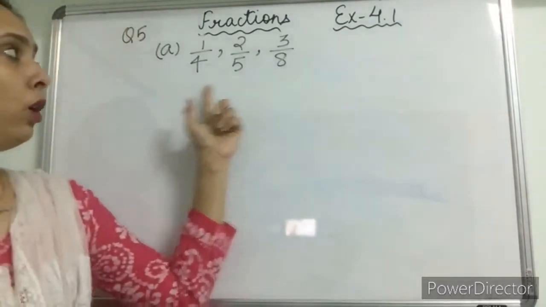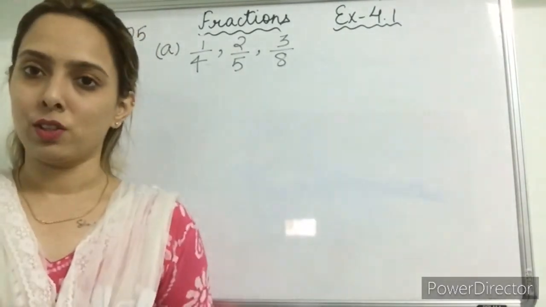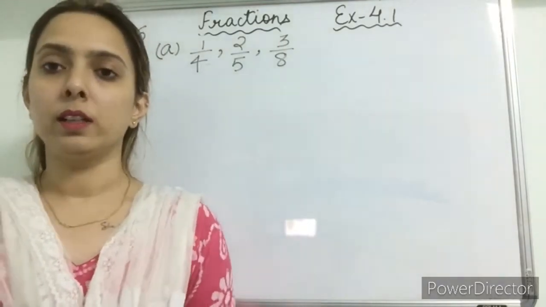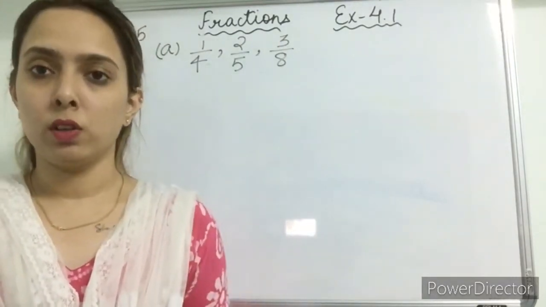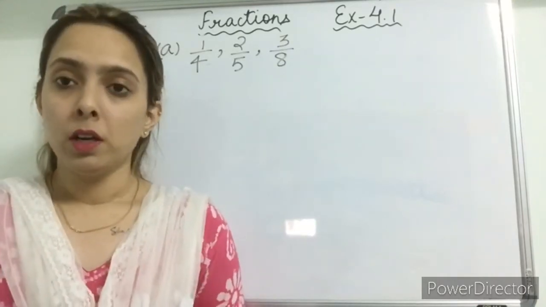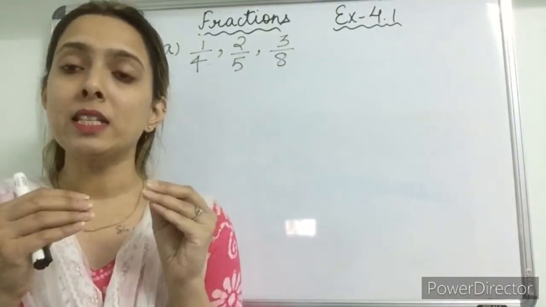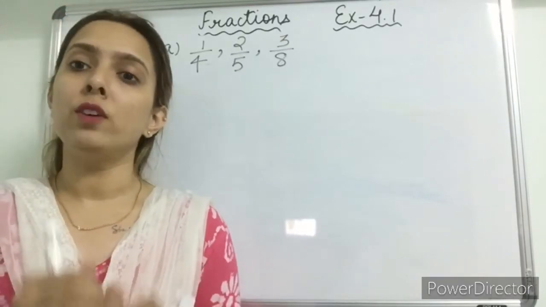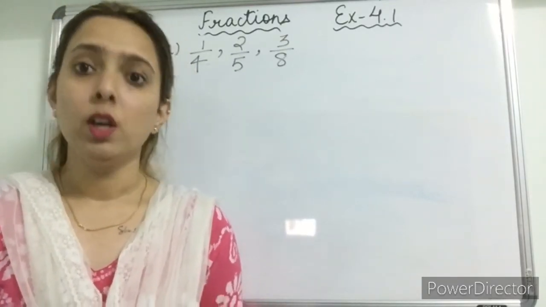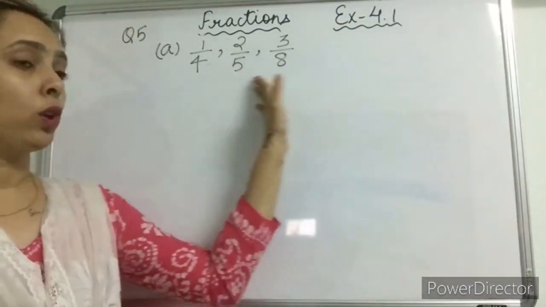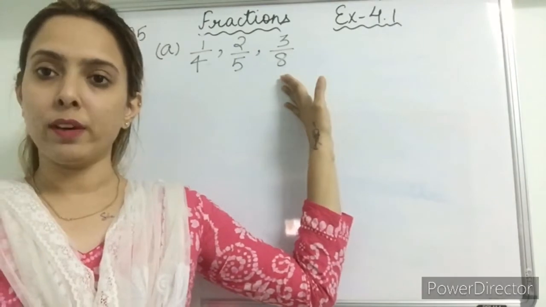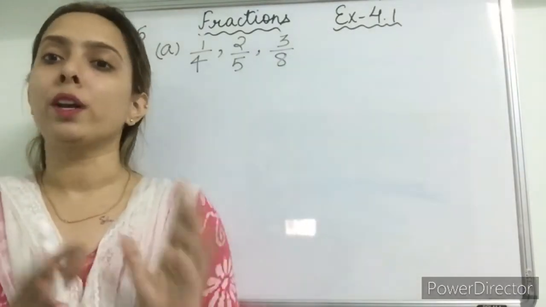So now here all the fractions are unlike fractions. So whenever a question comes to us that we have to arrange fractions in some order, or we have to compare the fractions, in such type of question you will always have to convert unlike fractions into like fractions. So here also I have to convert all these unlike fractions into like fractions, then only I will be able to arrange them.